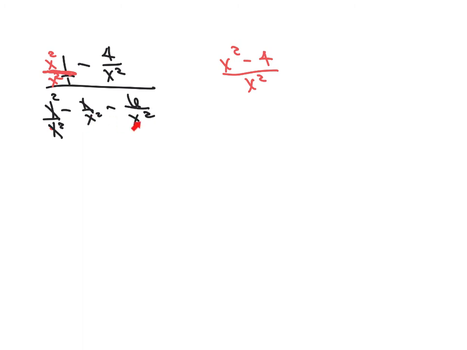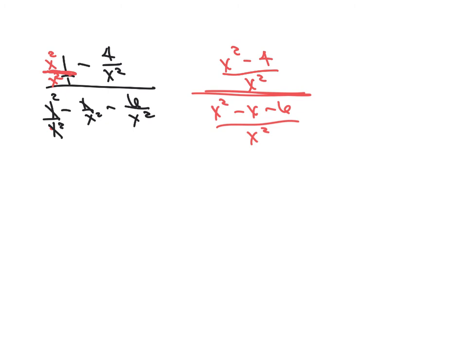multiplied. Here, I'm not missing anything. Nothing is appearing here that I don't already have, so that stays. So that gives me over x squared minus x minus 6 all over x squared.